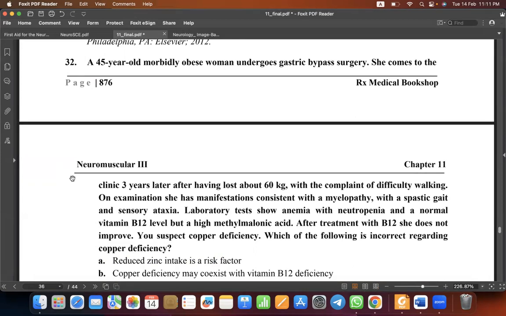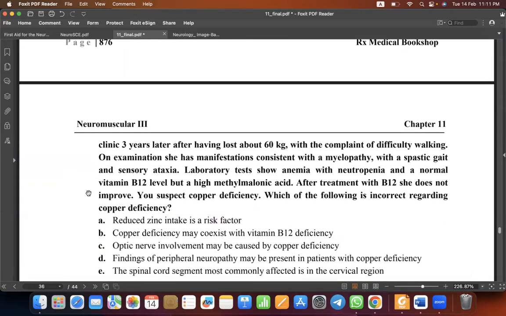Which one of the following is associated with copper deficiency? Okay, I have told you about this earlier. First of all, reduced zinc will not cause copper deficiency. Increased zinc can cause copper deficiency. So this is the incorrect information. Copper deficiency may coexist with B12 deficiency, as I told earlier. Optic nerve involvement can be caused by copper deficiency. That could be a possibility. Peripheral neuropathy can be there. So typical B12-like features: there could be optic nerve involvement, peripheral neuropathy, cervical cord involvement. These are the features.